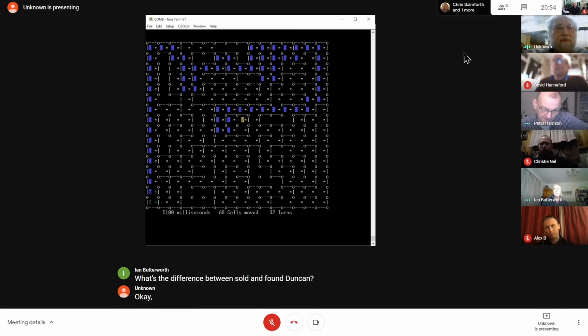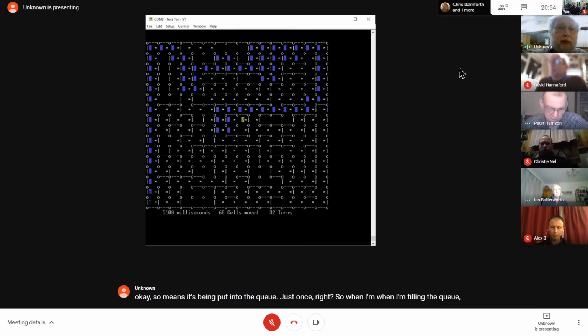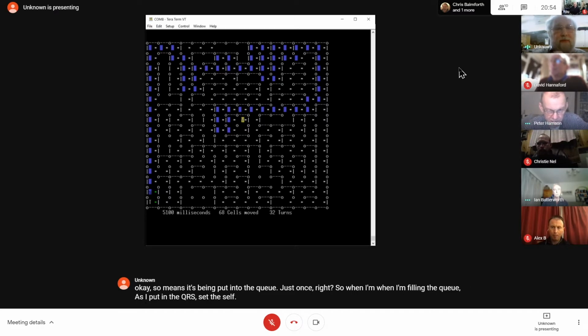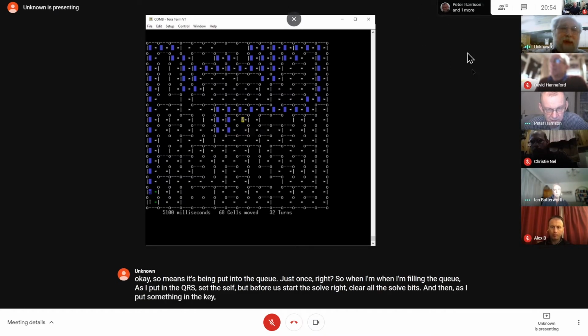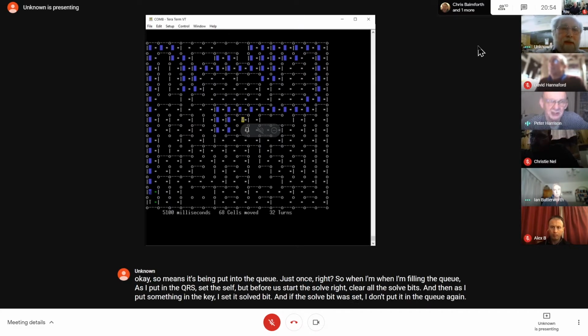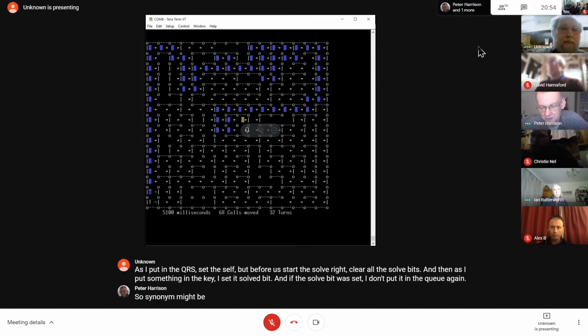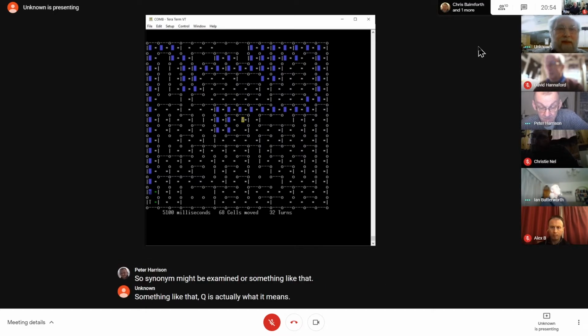Okay, solved means it's being put into the queue just once, right? So when I'm filling the queue, as I put it in the queue, I set the solved bit. Before I start the solver, I clear all the solved bits. And then as I put something in the queue, I set its solved bit. And if the solved bit was set, I don't put it in the queue again. So a synonym might be examined or something like that. Something like that. Queued is actually what it means.